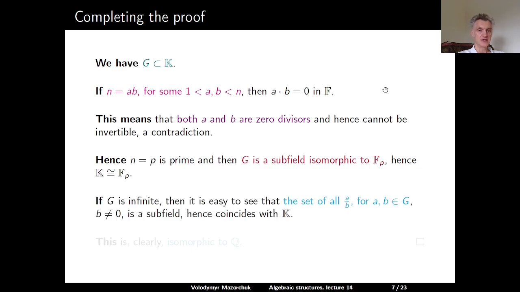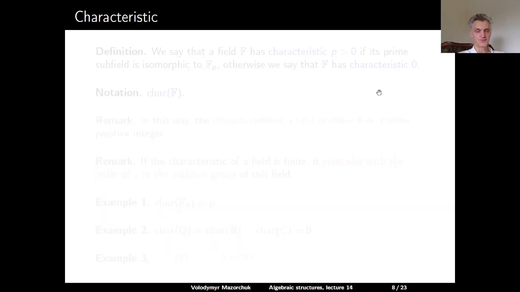The second possibility is that G is infinite, and then we should take this group G and consider the set of all expressions A divided by B, where A and B are elements in G and B is non-zero. It's easy to see that this is a subfield, and so it must coincide with K, and it's clearly isomorphic to the field Q of all rational numbers. And this completes the proof.